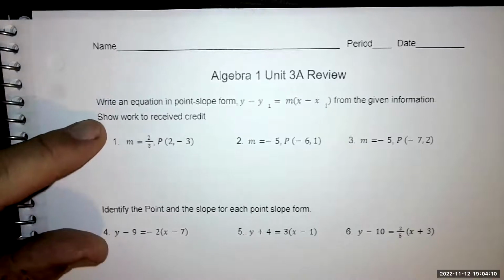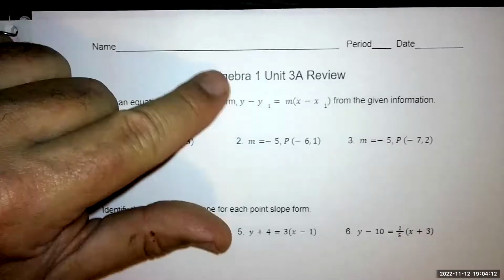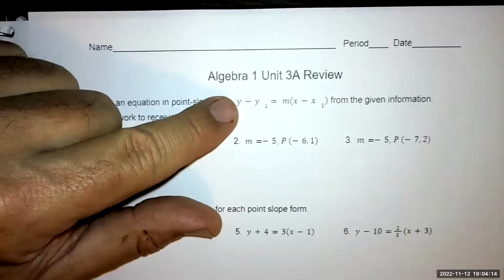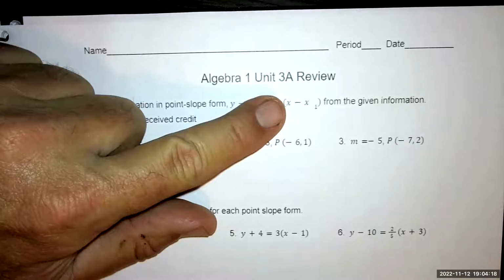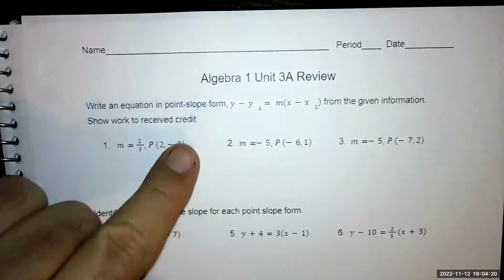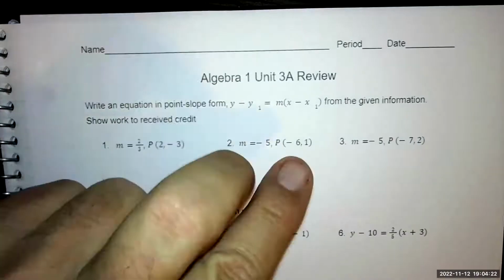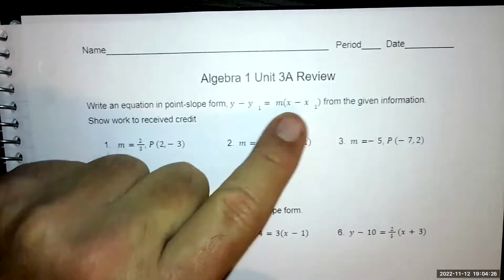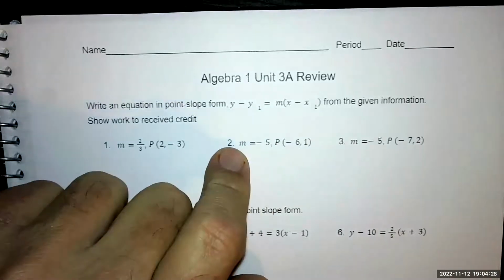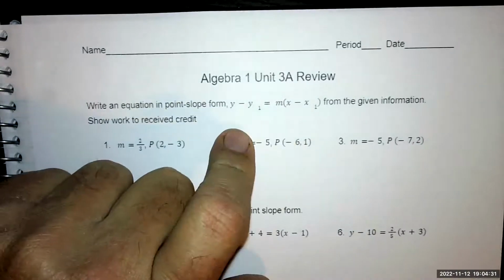So the first one says write an equation in point slope form. That's the point slope form right there. Y minus y1 equals m, open parentheses, x minus x1. So from the given information, make sure you show the work to receive credit. We talked about this in class. When you see the ones here, that means it has to have 1 point. That's why it's called point slope. So you need 1 point and the slope.